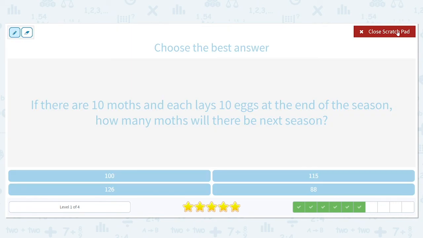If there are 10 moths and each lay 10 eggs at the end of the season, how many moths will there be? We need to do 10 times 10. 10 times 10 is 100.